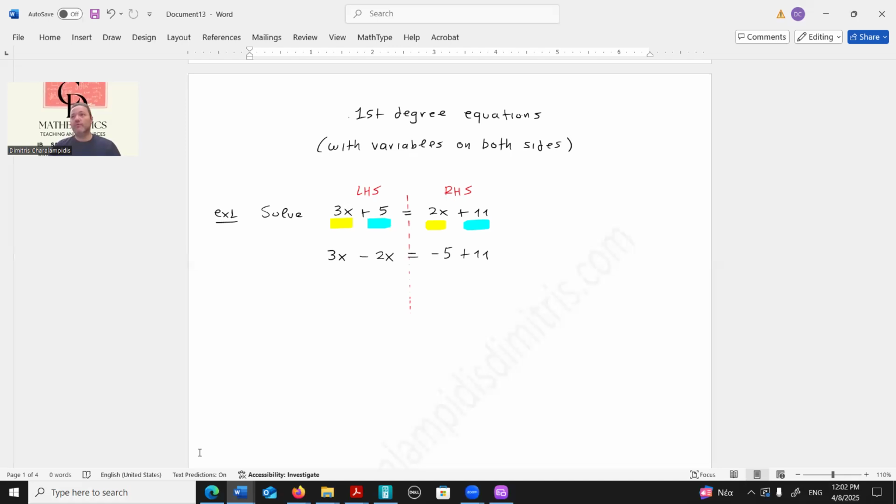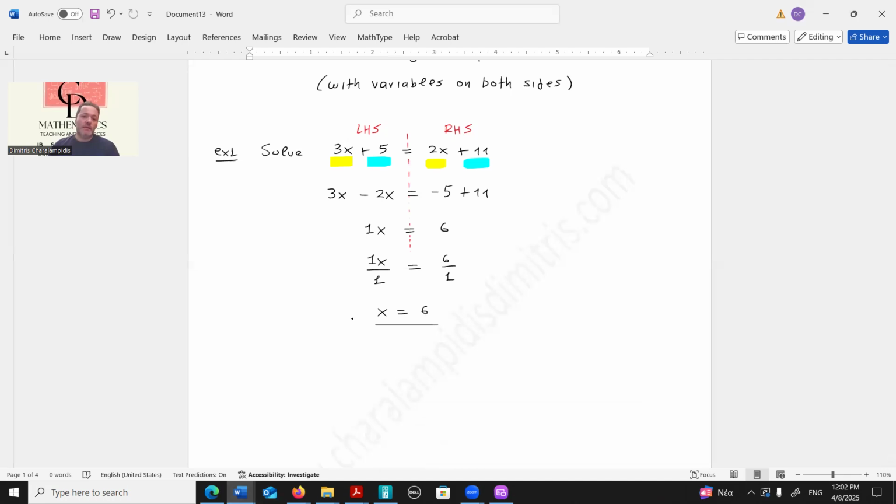Now we will have to add like terms, meaning that we need to simplify. 3x minus 2x is equal to 1x. Minus 5 plus 11 is equal to 6. If we want, we can divide both sides by 1, but we don't actually need that in this case, so x would be equal to 6. Let's see a second example.